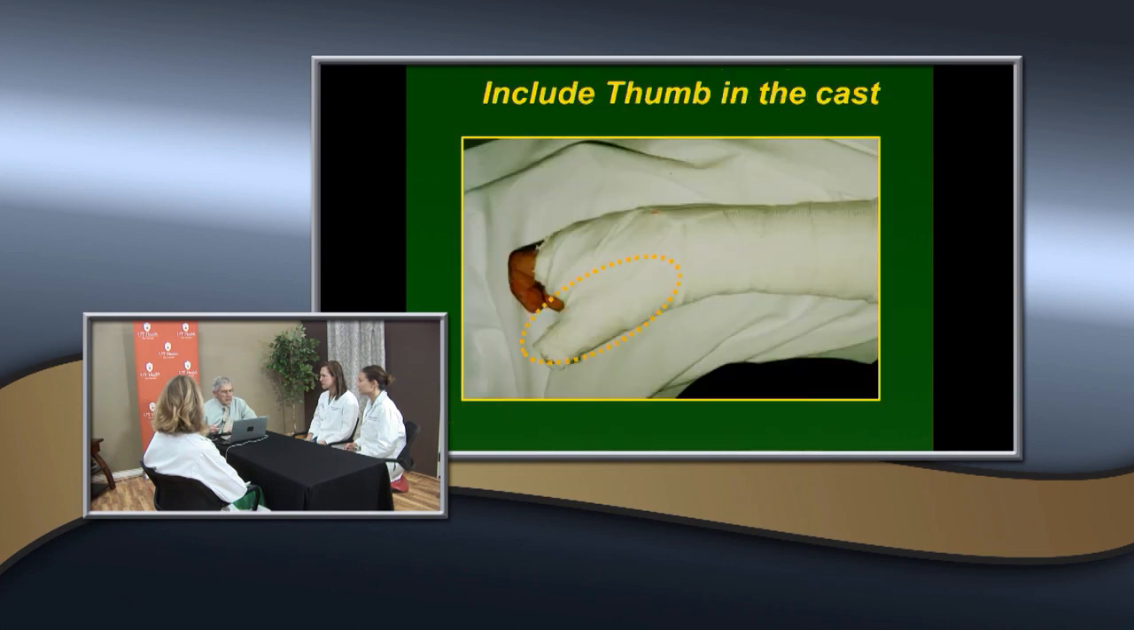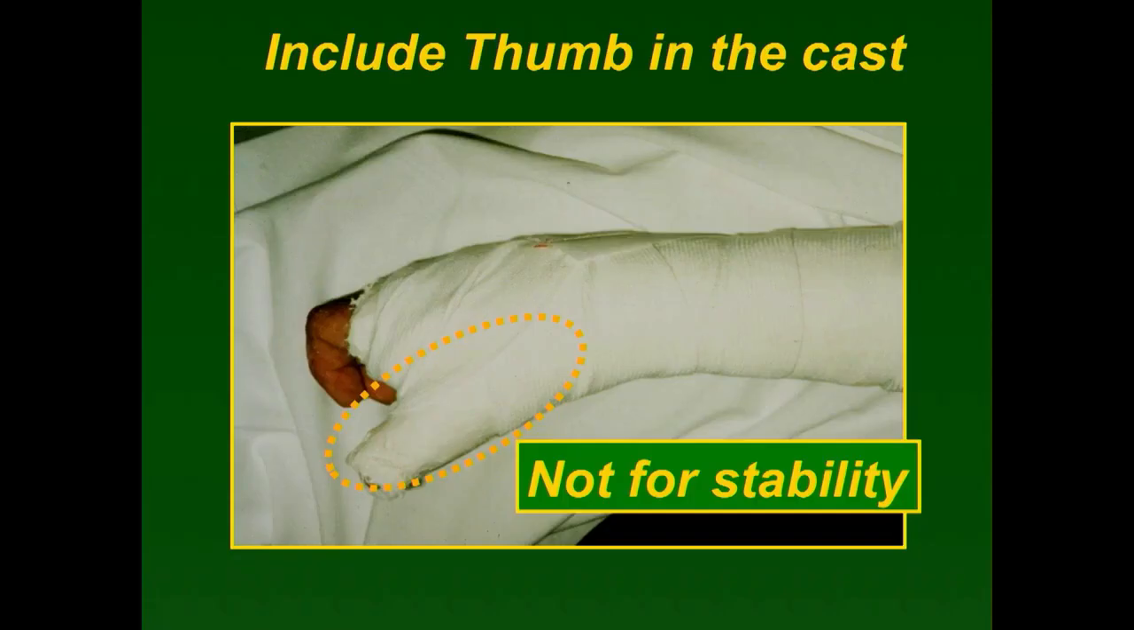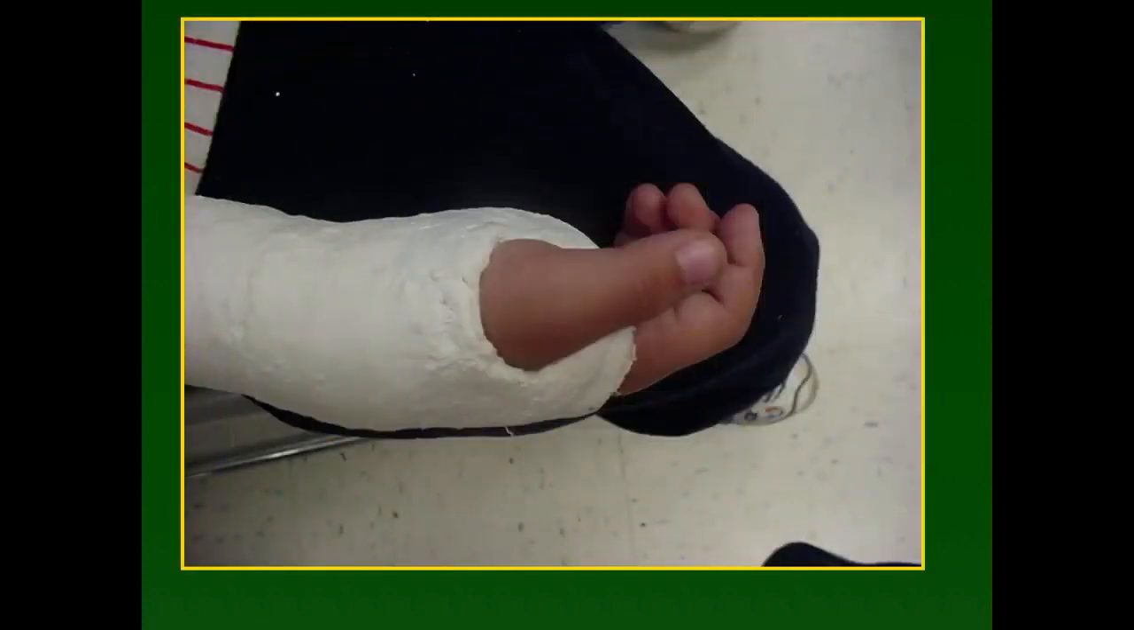Now, we put the thumb in. Why do we do that? Swelling? Yeah, swelling. We don't put it in because it contributes to stability; you put it in for swelling. So what happens when you compress the swollen distal radius, swollen distal forearm? It goes into the hand?